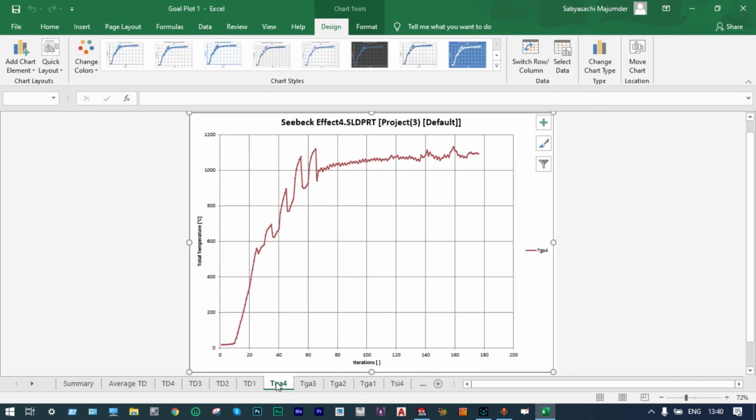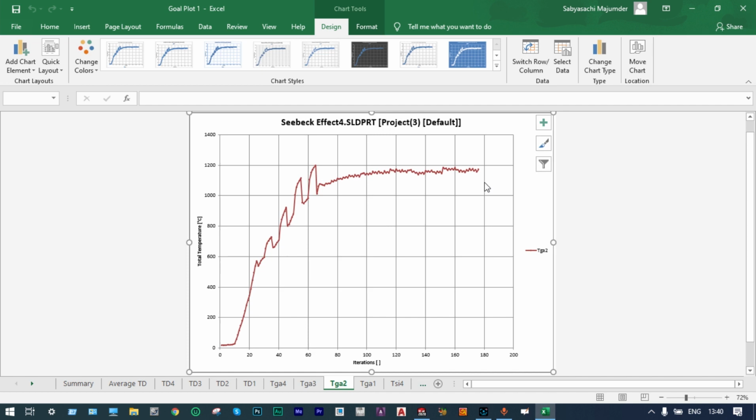This is the temperature at gallium surface 4. It is more than 1100 degrees centigrade. You can see here its temperature is 1090 degrees centigrade, and this is the temperature at gallium surface 3. It is 1113 degrees centigrade. This is temperature at gallium surface 2. It is approximately 1172 degrees centigrade, and this is the temperature at gallium surface 1. Again, it is approximately 1099 degrees centigrade.